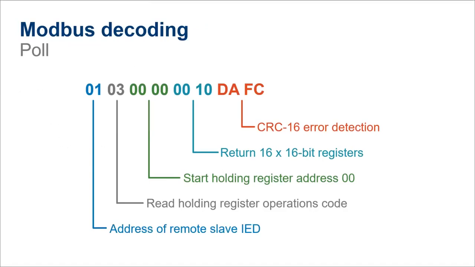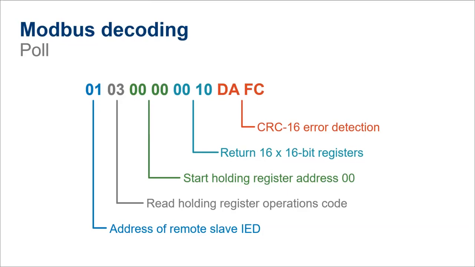To decode a Modbus message, it's actually a very short hex value that you see here. Our first address is the address of the remote slave IED, in blue here. The address is 1. Our read holding register operation code is 3. The code is defined in the function codes that you can find in any manual of an SEL product that supports Modbus.